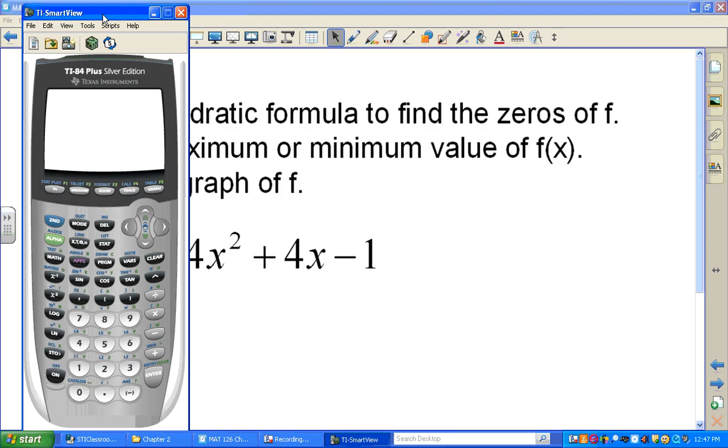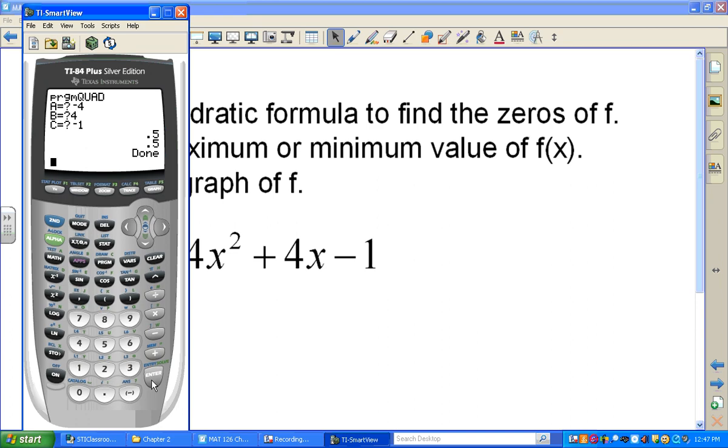-4, 4, and 1. Program. Quadratic program. -4, 4, -1. And what do you think that would be? 0.5 and 0.5. What is it? Yeah?